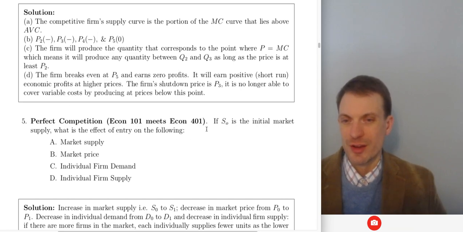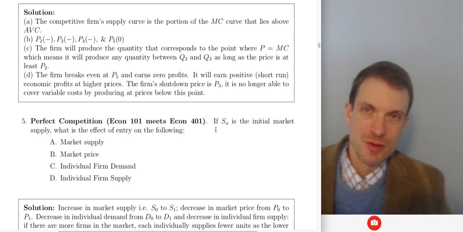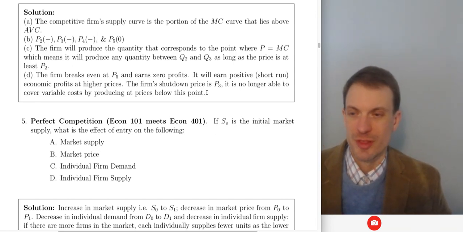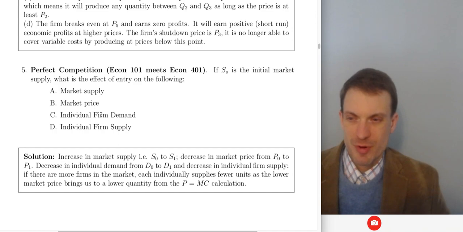So, all right, then I'm going to give a collection of market demand and market supply curves, and a collection of individual prices and marginal revenues. We want to see how they're related. So if S naught is the initial supply, what's the effect of entry on market supply, market price, individual firm demand, and individual firm supply?